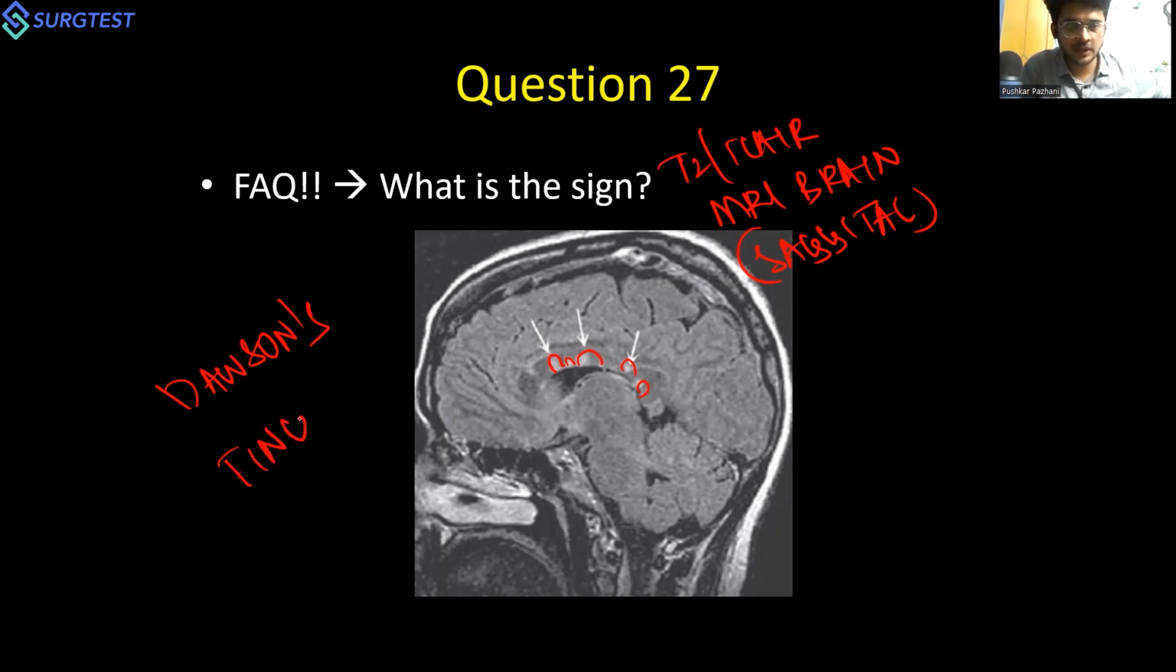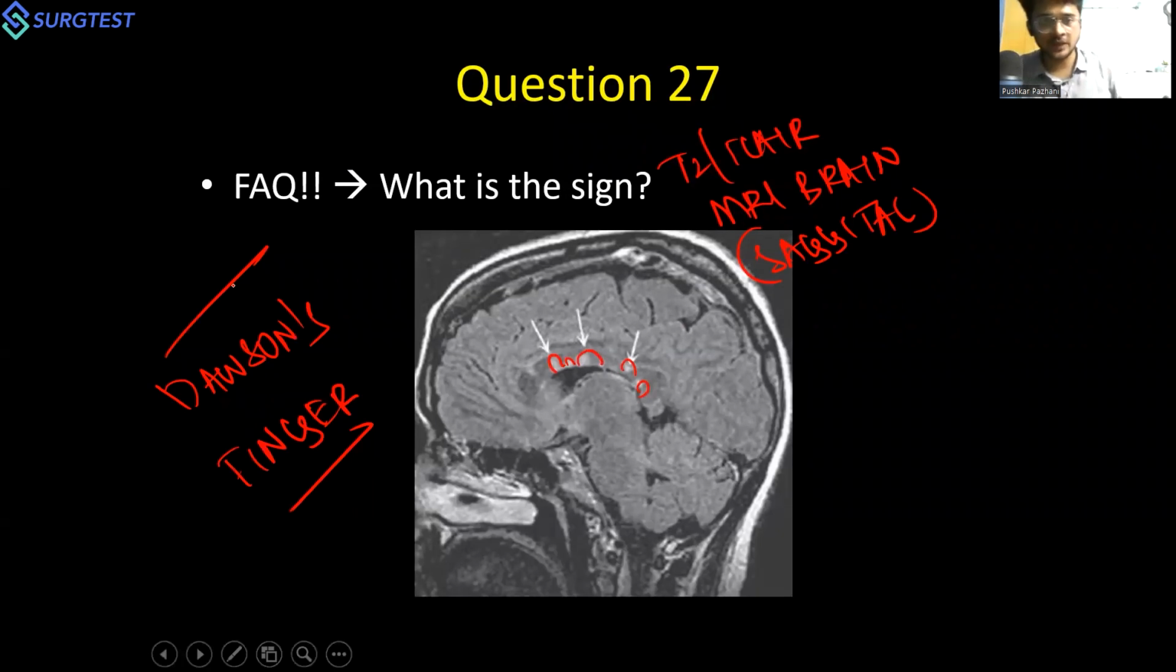Very frequently asked question, not only for NEET SS but for NEET PG also. You can't afford to get it wrong. The reason for Dawson's fingers, nice to know, is perivenular demyelination. The medullary veins are radially oriented. Most likely because the immune cells are near the blood vessels, you get demyelination around these veins. That is the reason you get Dawson's fingers. Just a nice fact to know.